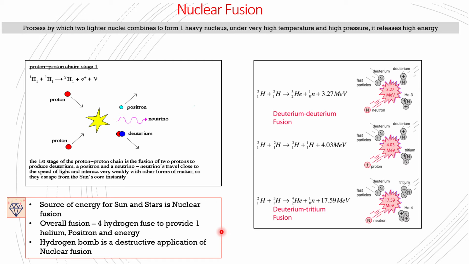So what is the importance of fusion? Fusion is the process behind the energy for sun and stars. They are all based on nuclear fusion phenomenon. In the overall fusion, four hydrogen fuse to produce one helium, and one positron is also produced, and then we get a lot of energy out of it.